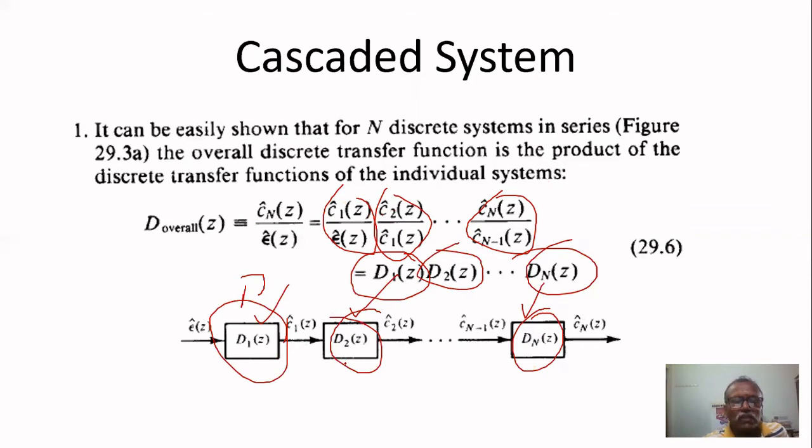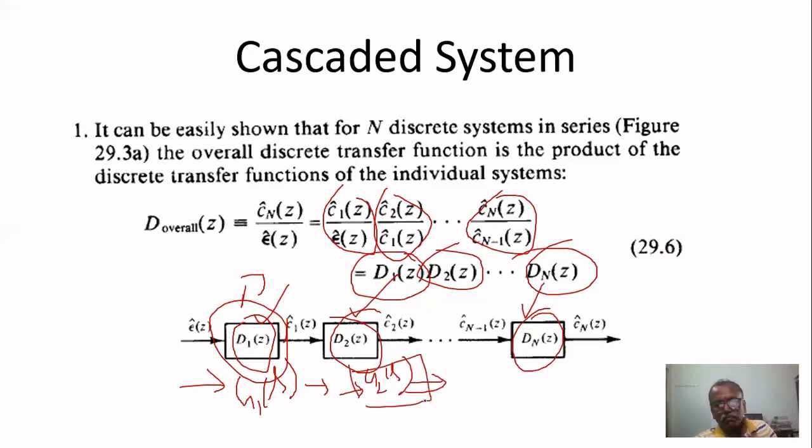Suppose these are not digital filters but continuous time functions. Say this is G1 of S, a continuous function. The input must be continuous and the output also continuous. This is another, G2 of S, also a continuous function. You know you can cascade continuous blocks in the continuous domain.